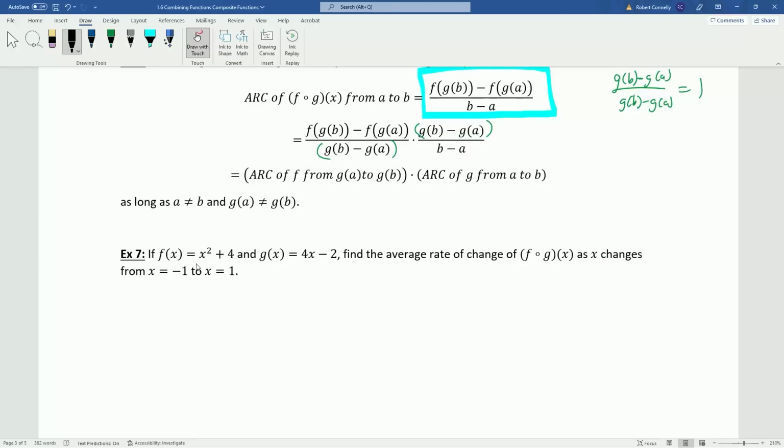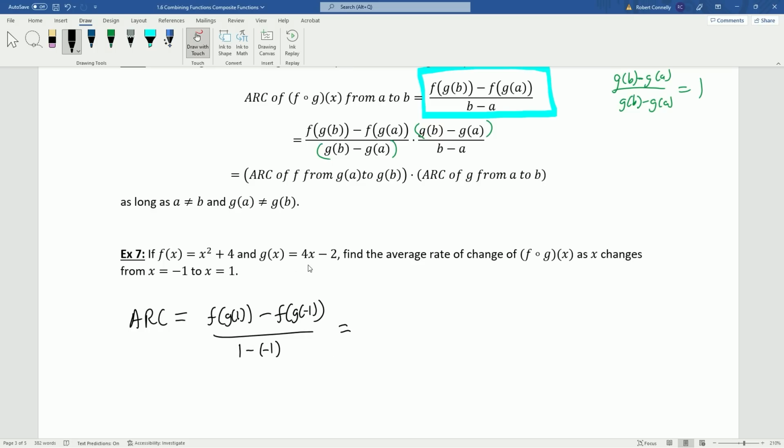If f of x equals x squared plus 4 and g of x equals 4x minus 2, find the average rate of change of f composed with g of x as x changes from x equals -1 to x equals 1. So in other words, we want to evaluate f of g of 1 minus f of g of -1, divided by 1 minus -1.